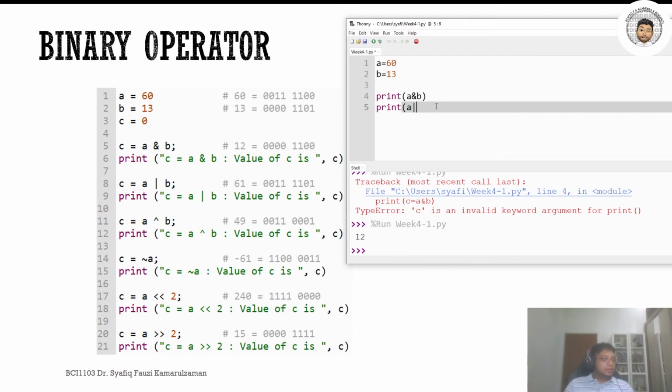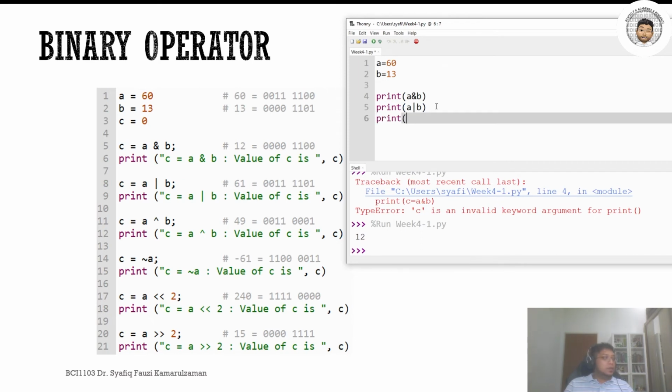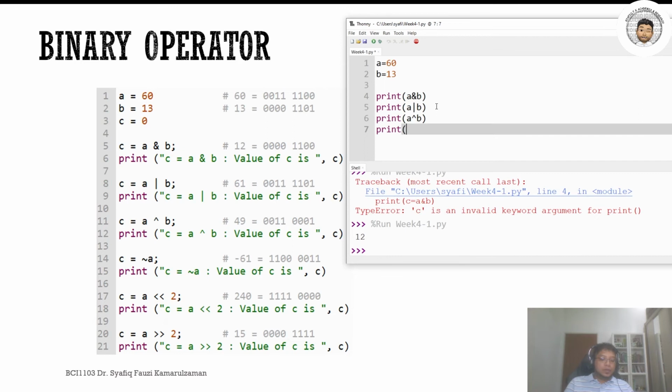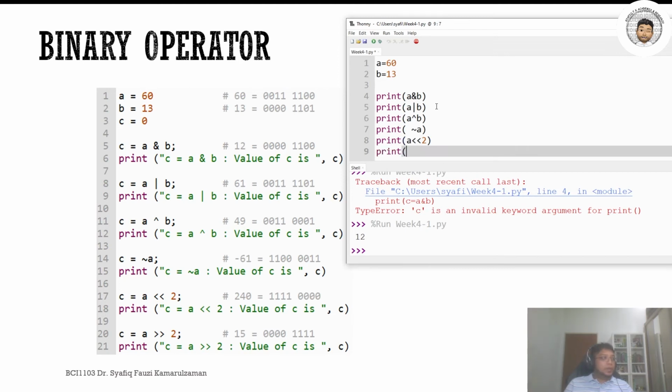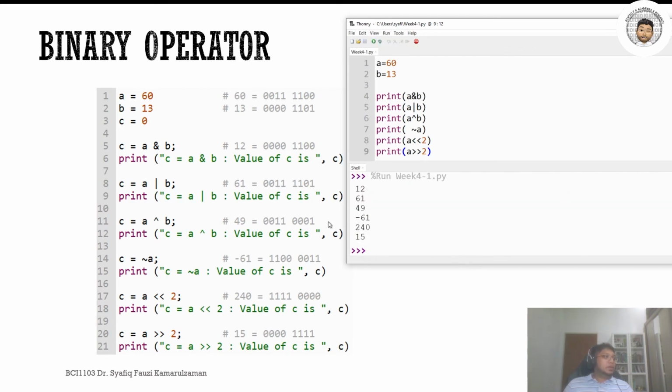Or B. And then you have print A XOR B. And then you have print complement A. And you have print A shift 2 times left. And you have print A shift 2 times right. So you get the result here: 12, 61, 49, negative 61, 240, and 15.